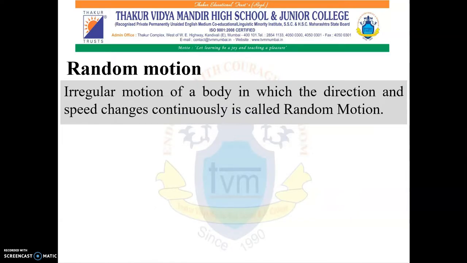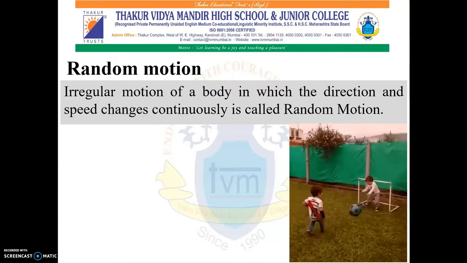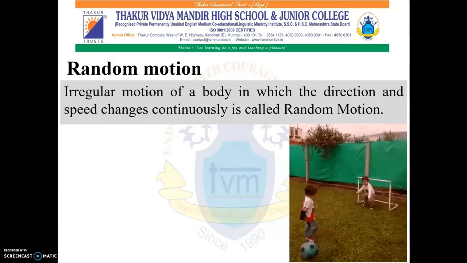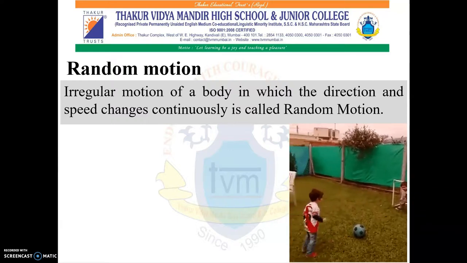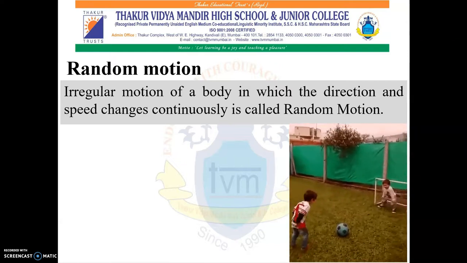Now, random motion. Irregular motion of a body in which the direction and speed change continuously is called random motion. So the motion in which the direction and the speed keep on changing continuously. It is not fixed, it is an irregular motion. Let us see an example. The motion of the players in the game of football is an example of random motion because it is not fixed in which direction they are going to move. It depends on the direction of the ball.